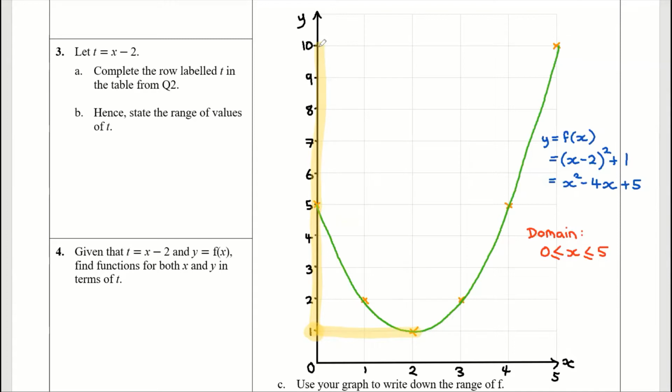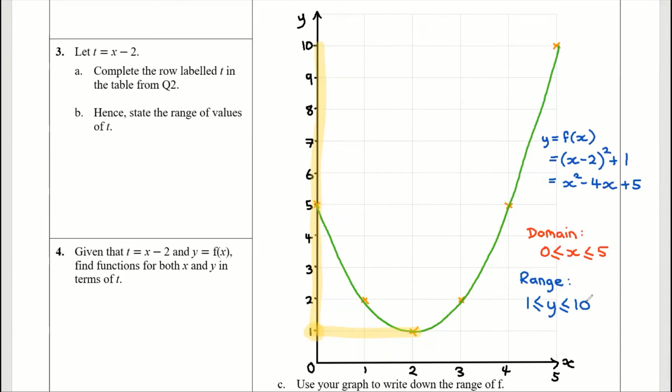It's as if you shone a light from the right-hand side onto the graph, it would cast a shadow between the values 1 and 10, including both of them. So that's really important. The domain matters, as I've said before many times. So the range, consequently, is going to be all y values from 1 up to and including 10 because of that restriction.